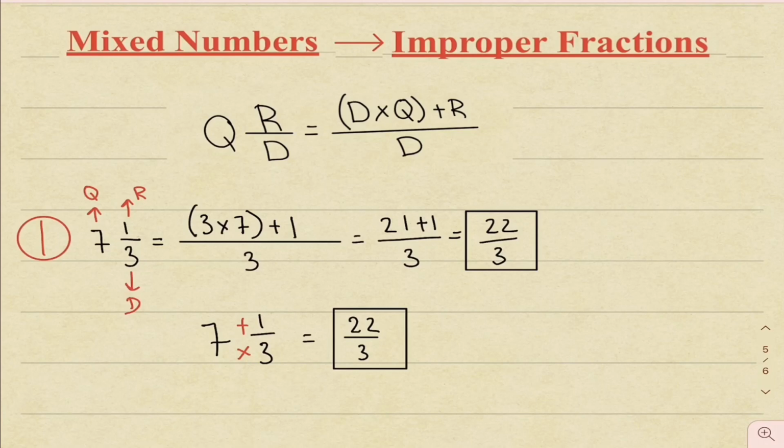So what I did over here is I just did this fraction and I put the 3 over here, the same denominator, and then I multiplied 3 times 7, which is 21, and then I added 1, plus 1, which is 22. So the answer is going to be 22 over 3.